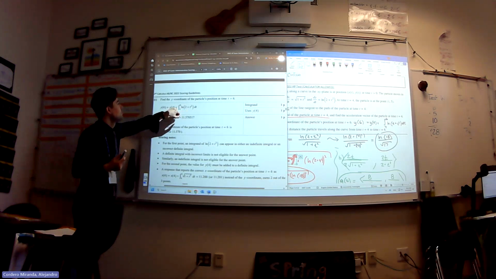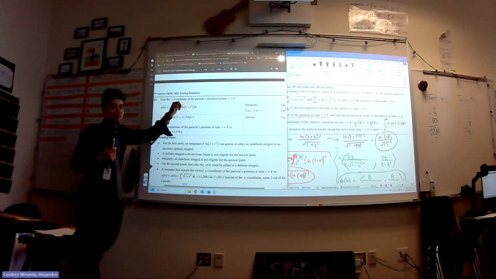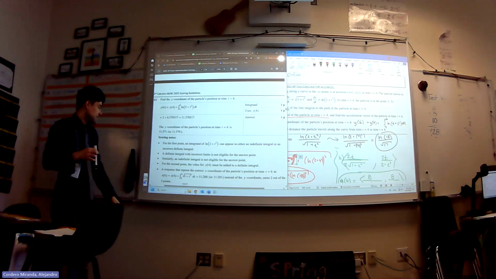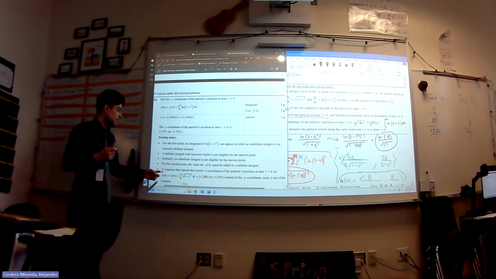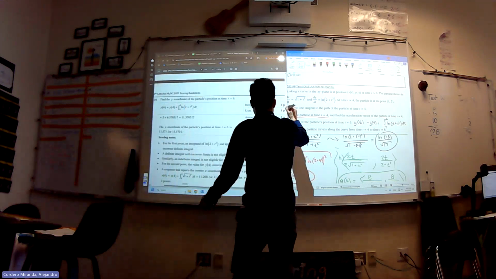For the second point, the value of y of 4 must be added, so you get 2 points just for having y of 4 plus some sort of integral of this natural log function. And then a response that reports the correct x coordinate instead of the y coordinate earns 2 out of the 3 points. Oh, interesting. For whatever reason, you got the x coordinate instead of the y coordinate. You got 2 of 3.